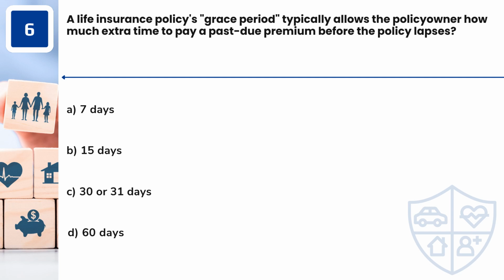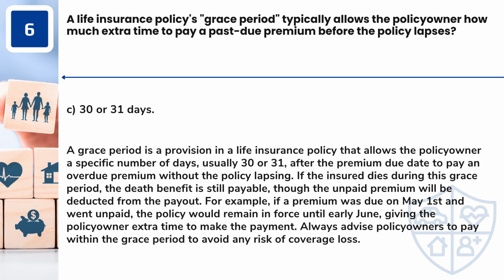Question 6. A life insurance policy's grace period typically allows the policy owner how much extra time to pay a past due premium before the policy lapses? A. 7 days. B. 15 days. C. 30 or 31 days. D. 60 days.